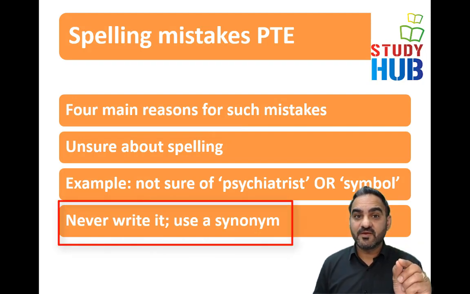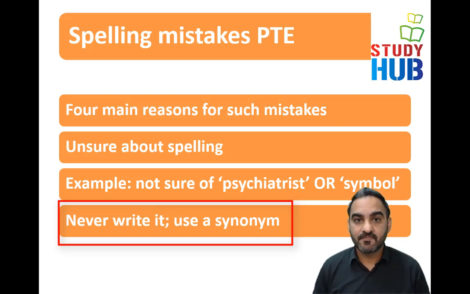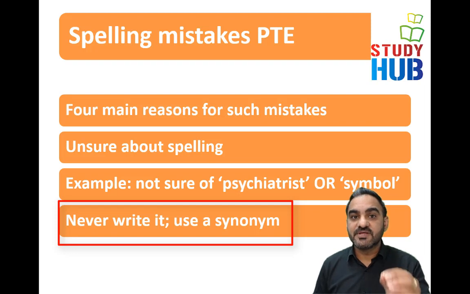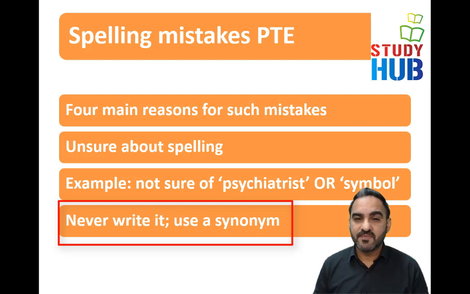You may be very familiar with the word. I'm not talking about familiarity. I'm very familiar with the word psychiatrist. I'm very familiar with the word symbol. But sometimes, even simpler words like symbol, you may have that blank moment where you don't know, is it BLE, BAL, BOL? Or a word like psychiatrist, very confident how to say it, very much familiar, but I'm not sure about the spelling. When you're not sure about the spelling, please do not write that word. Don't purposely make a mistake over there, right?